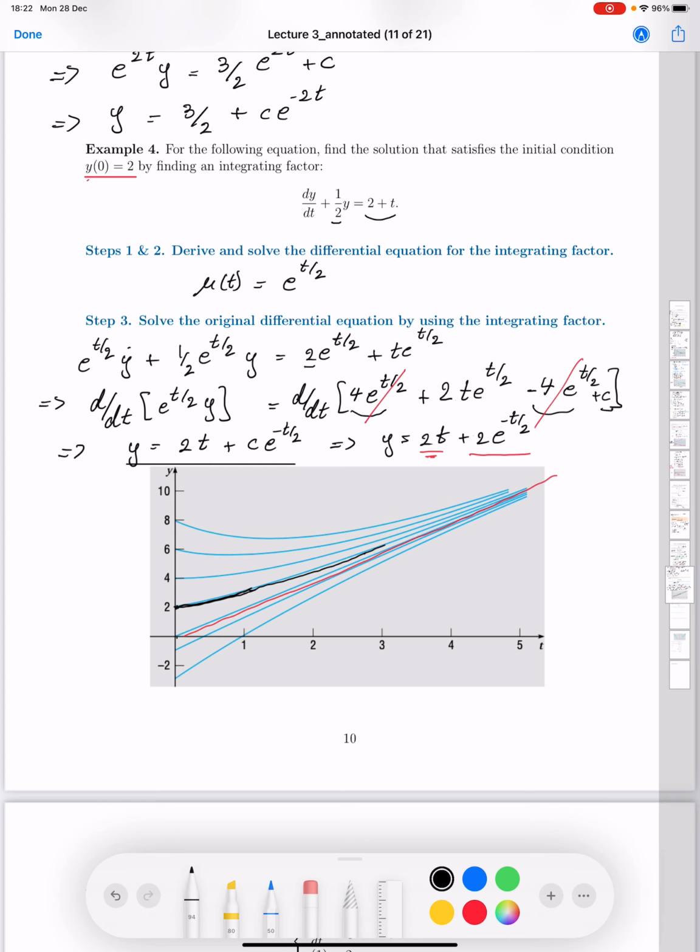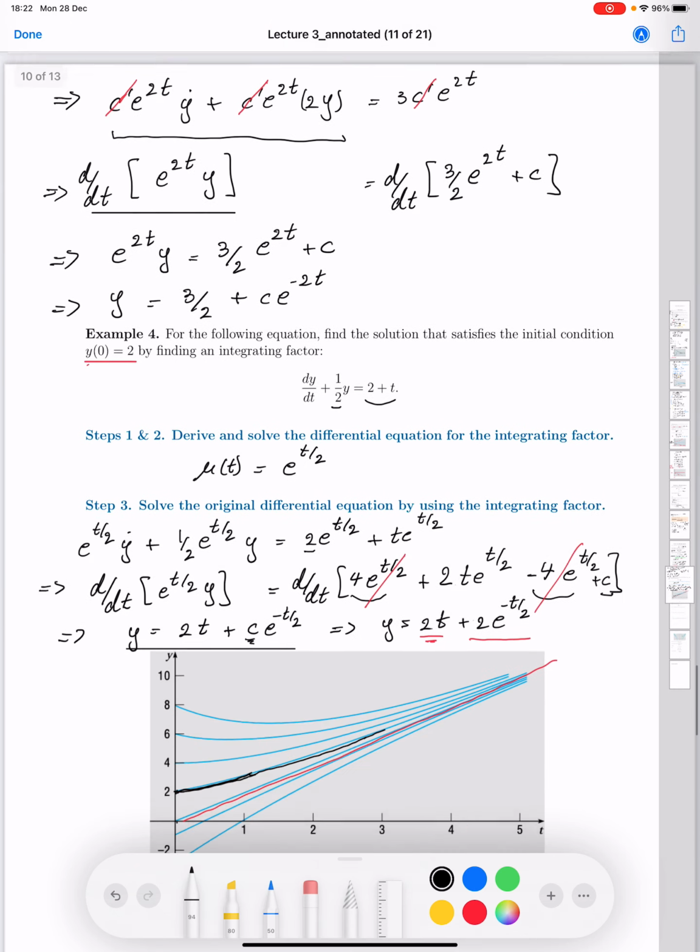So this red one here is when we have c equal to 0. And the other ones are just exponentially growing. So as t goes to infinity, these solutions also go to infinity. However, how are they going to infinity? With what speed? With what rate? Well, they are going with this y equal to 2 times t rate. Okay, good.